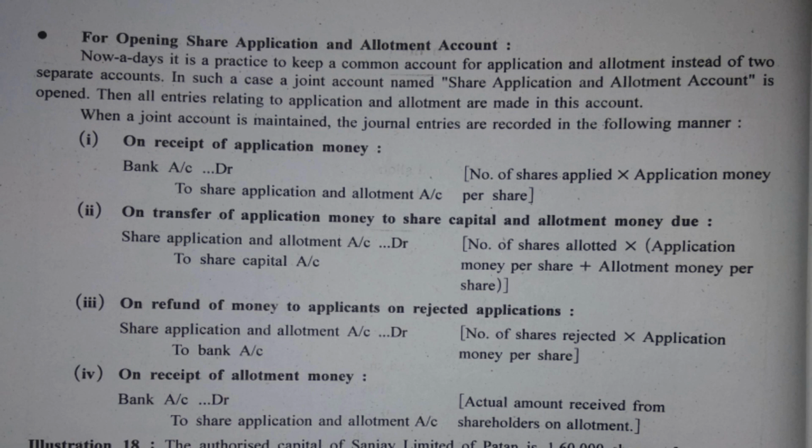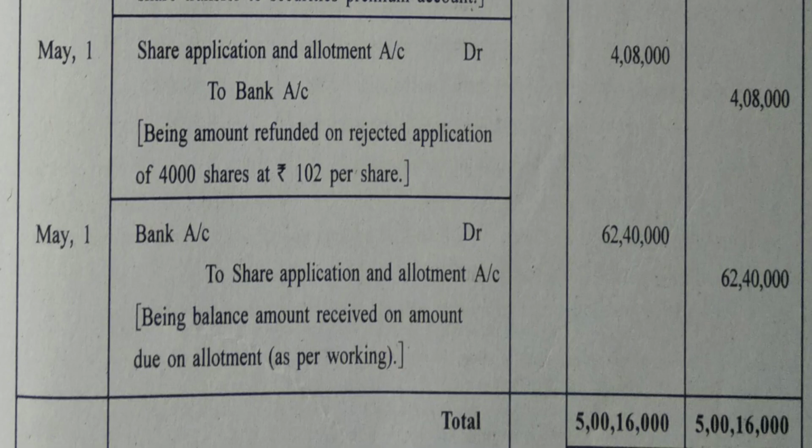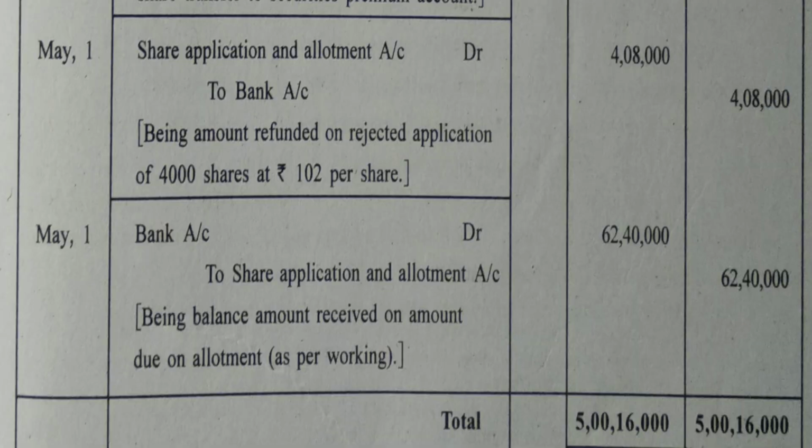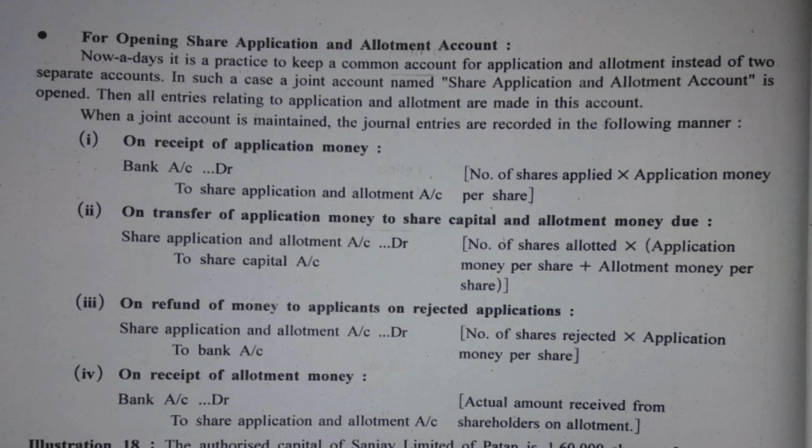Let us talk about its amount. How many applications have been received? 16,50,000. So 16,50,000 here into 290.5. Yes, 16,50,000 into 290.5. Second journal entry. Share application and allotment debit to share capital to securities premium.